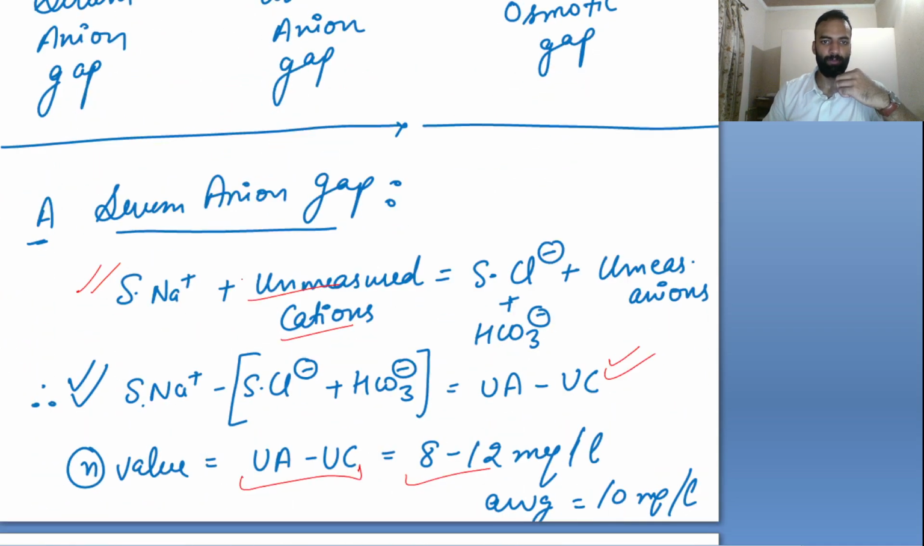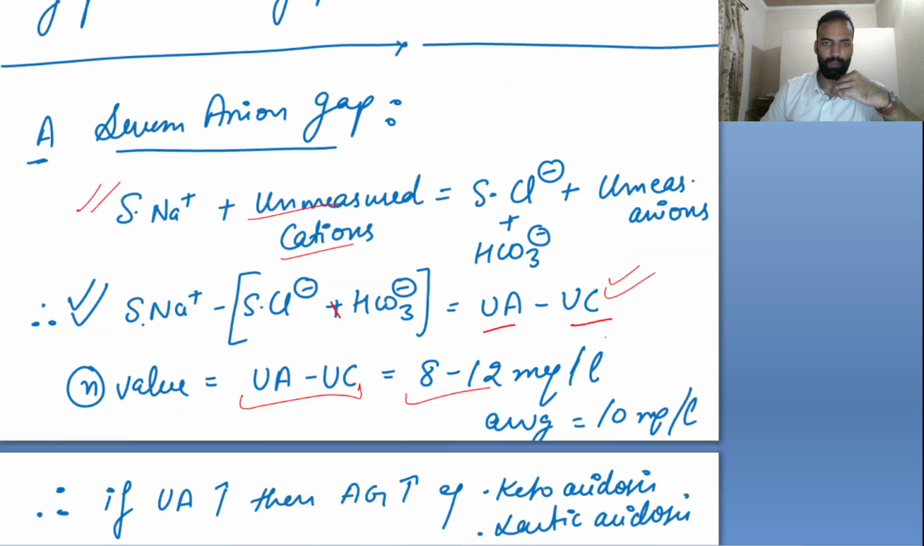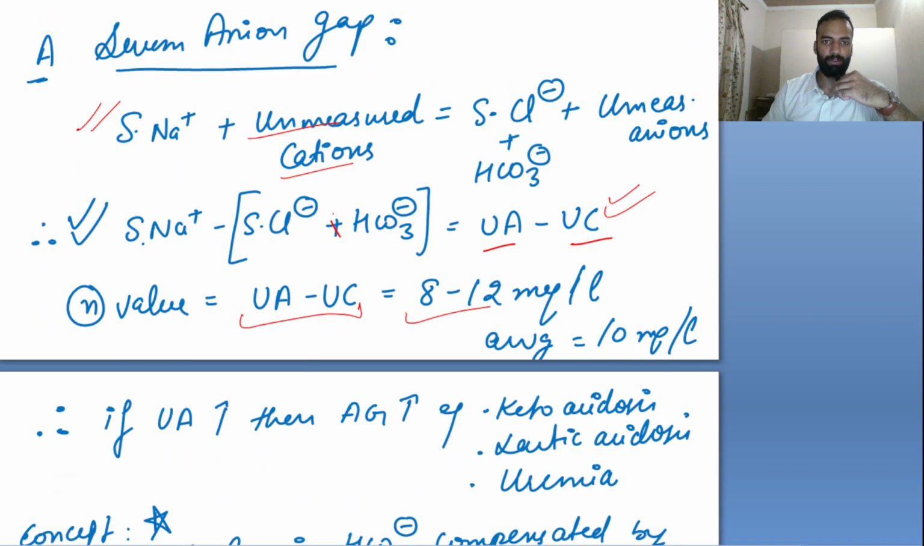It is serum sodium plus unmeasured cations equals serum chloride plus unmeasured anions and bicarbonate. After rearranging this, we get the formula: serum sodium minus serum chloride plus bicarbonate equals unmeasured anions minus unmeasured cations. Most of the times, what we forget is that there is bicarbonate also. You have to remember that there is bicarbonate, but potassium is not there in this formula.